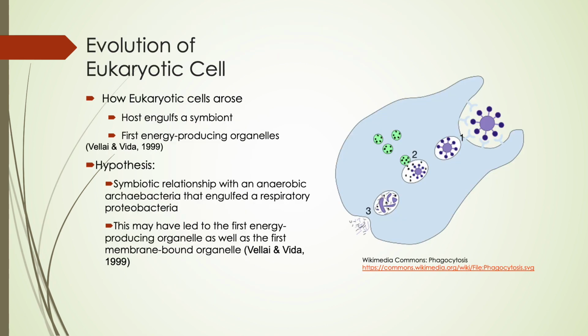So how did the complexity of eukaryotic cells occur? A theory is that a cell, an alpha proto-eukaryote, came to be when it engulfed an energy-producing organism, a symbiont. This hypothesis is that a symbiotic relationship began when an anaerobic archaea bacteria engulfed a respiratory protobacteria. After being engulfed, this may have evolved into an energy-producing organelle.